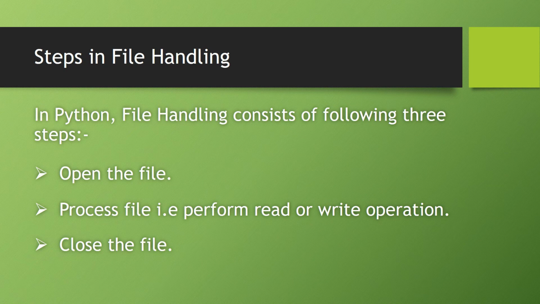Once a file is opened, the second step is to process the data in the file. The processing can be in terms of reading or writing operation, modification or searching. It can be anything. We can perform these operations through some library functions defined in Python.